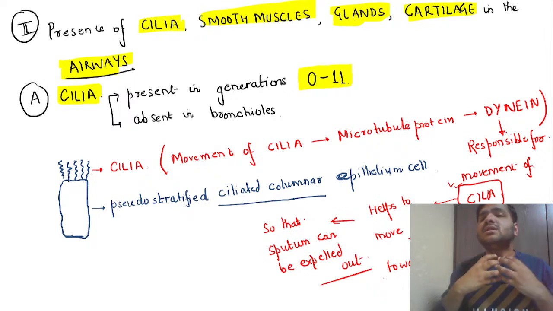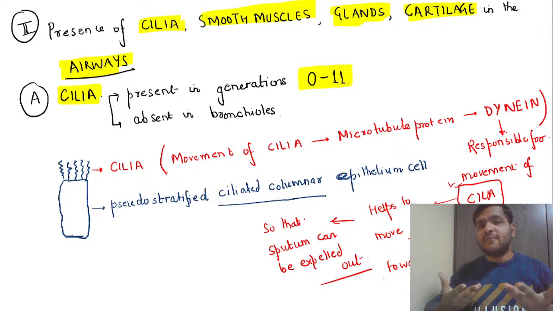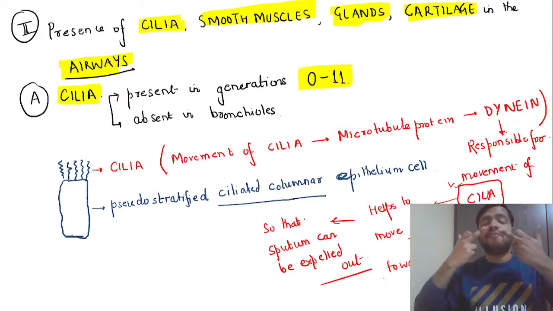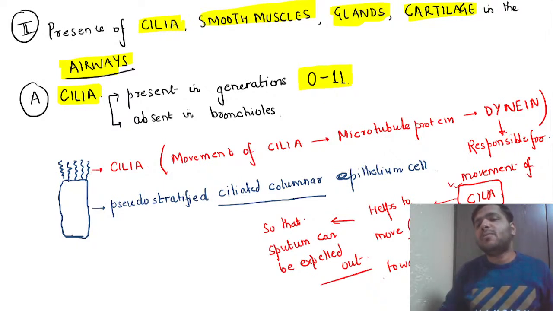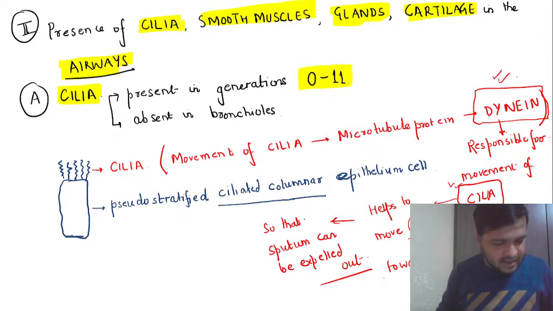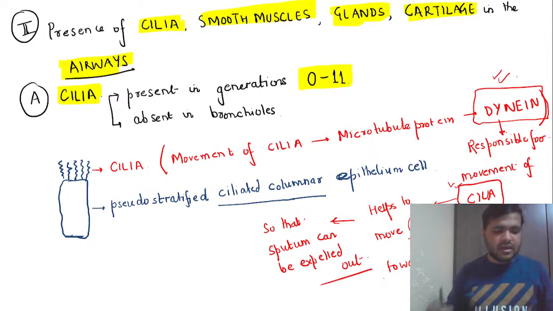Whatever secretions are there need to go out of the body, and for that, these cilia move the sputum to your nasopharynx, and from the nasopharynx it comes out of your body in the form of sputum. This movement of sputum is controlled by cilia, and these cilia only work when there is a protein named dynin present in it. So that is how the cilia works.